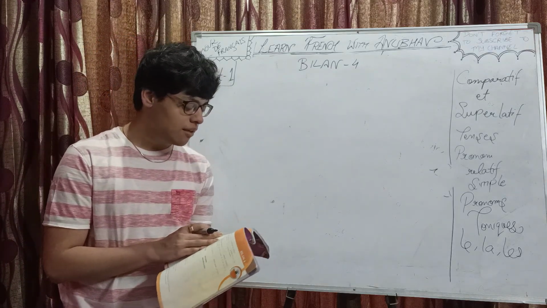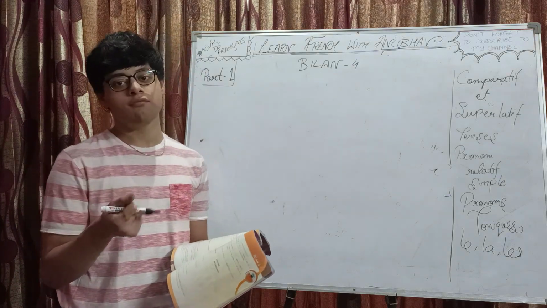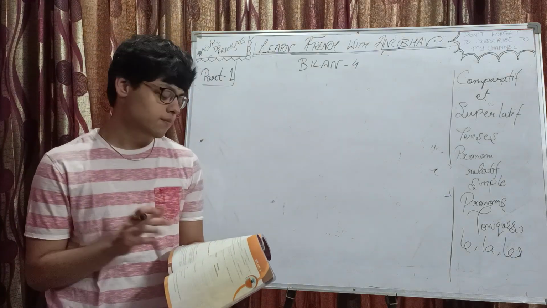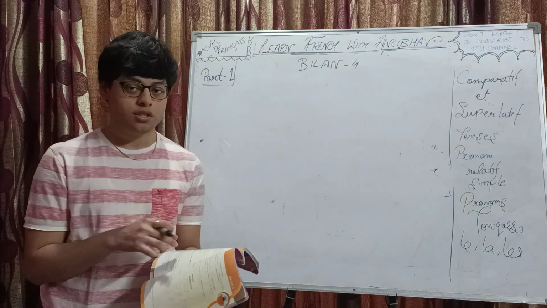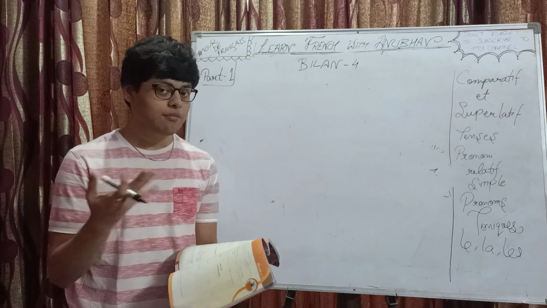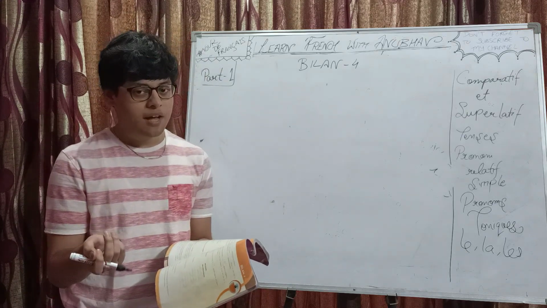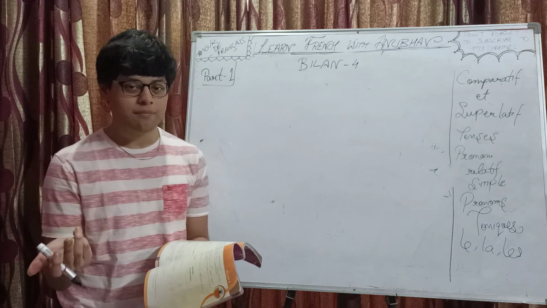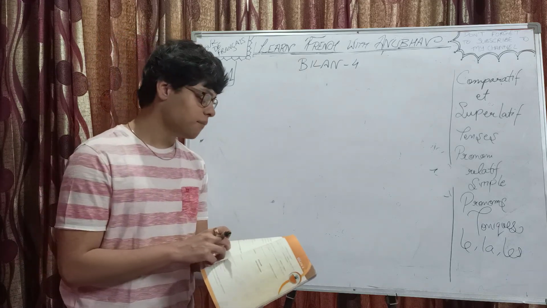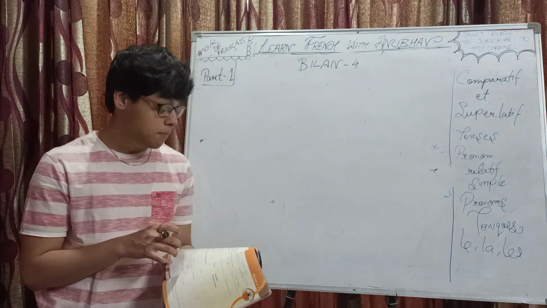For example, voilà le film dash nous avons beaucoup apprécié. So here's the film which we appreciated a lot. So that which or that is indicated by what? Pronom relatif, right, the relative pronoun. And the work of a pronoun we know very well: to avoid the repetition of the same noun again and again.